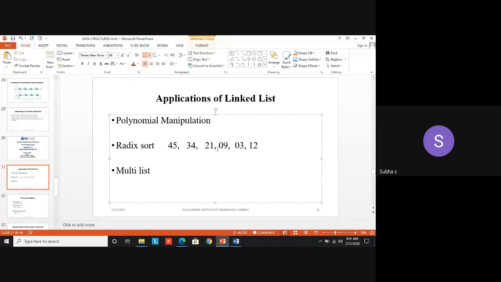Now LSB means ones position. I hope you remember all these things: ones, tens, hundreds, thousands position like that. We have to move from right to left for all the numbers. First sort the elements based on the LSB. In this example, the LSBs are 5, 4, 1, 9, 3 and 2. So now what will happen?